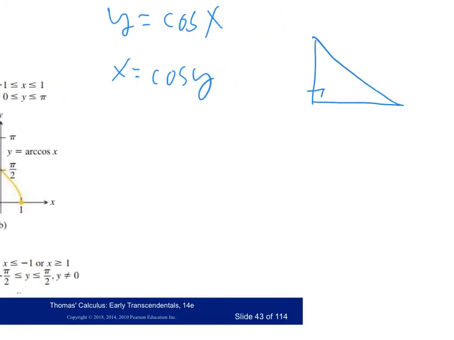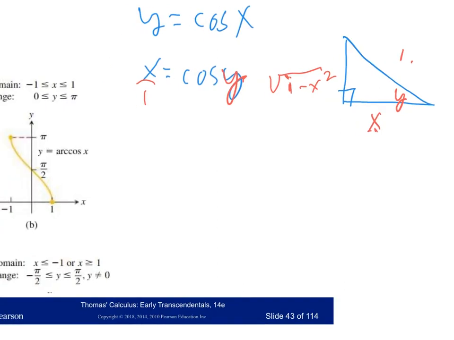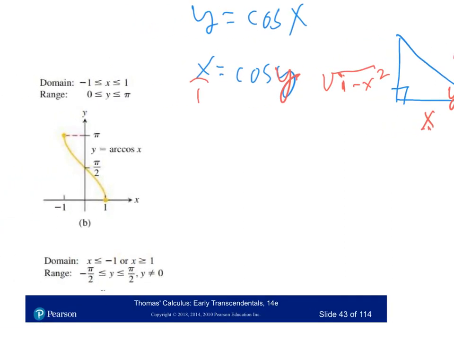Right triangle. My angle must be called y. So there's my angle, and the cosine of y is x over 1. Cosine means adjacent, x, over hypotenuse, 1. That means the opposite side of the angle must be the square root of the hypotenuse squared, 1, minus this leg squared, x squared. So now that I drew that picture, I will now do the derivative from left to right.